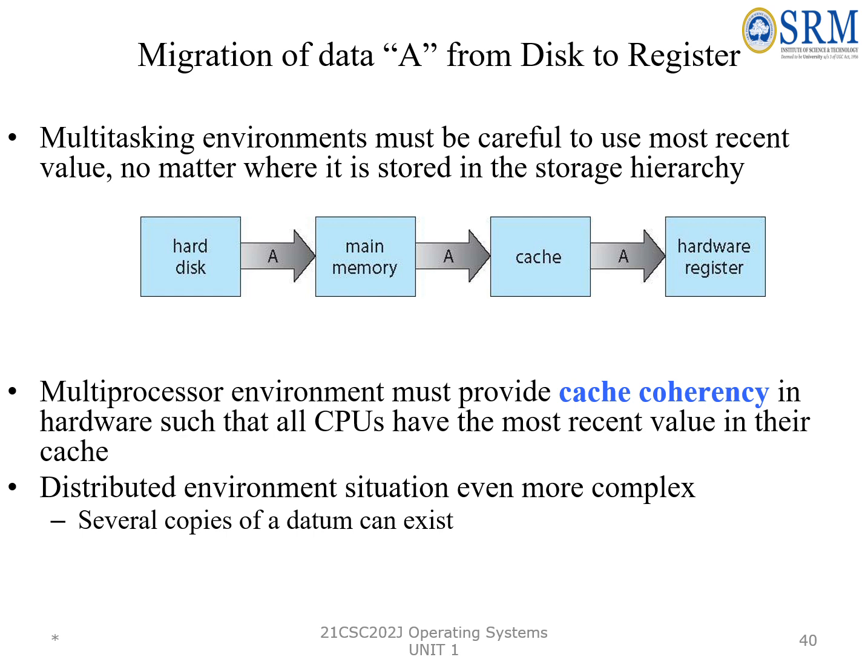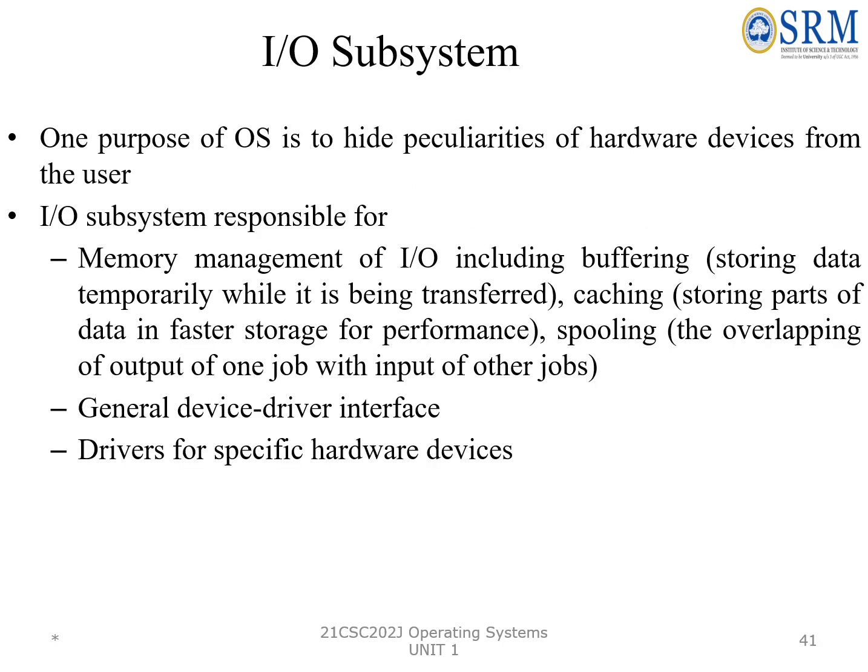And next one is migration of data from the disk to registers. From disk to registers, we are storing the data. That is from hard disk to main memory to cache to hardware registers. Then we are moving the content to the processor for execution.